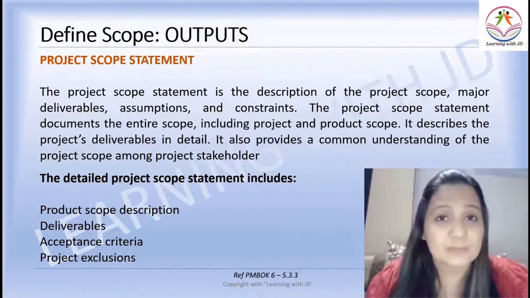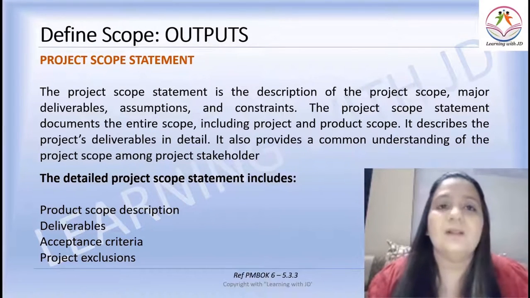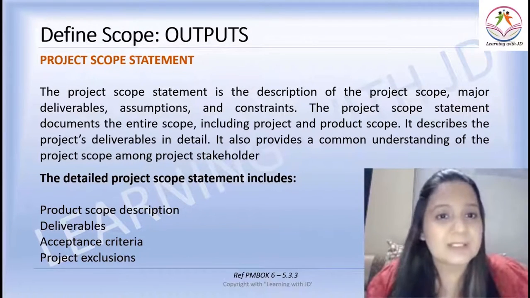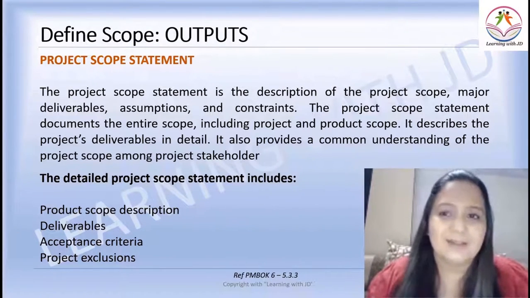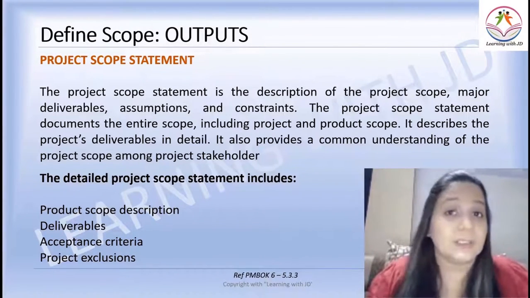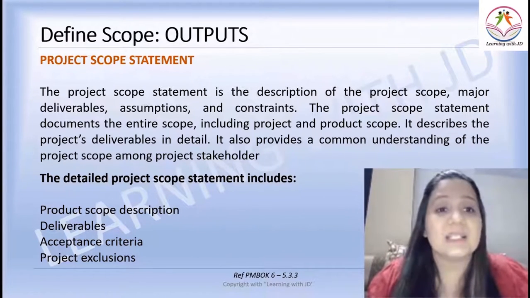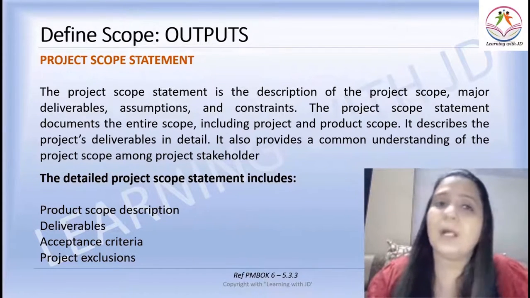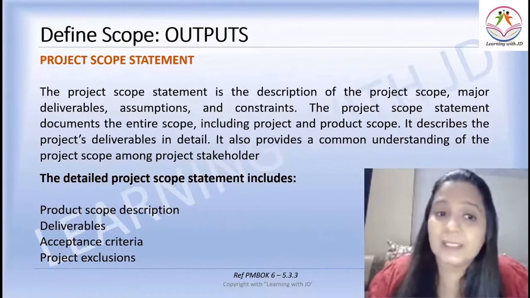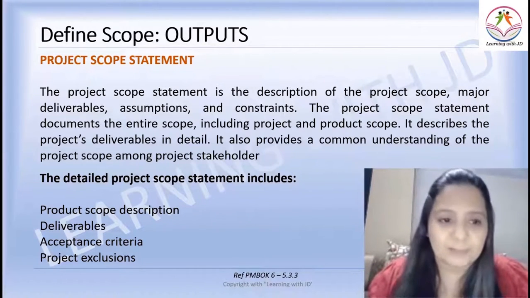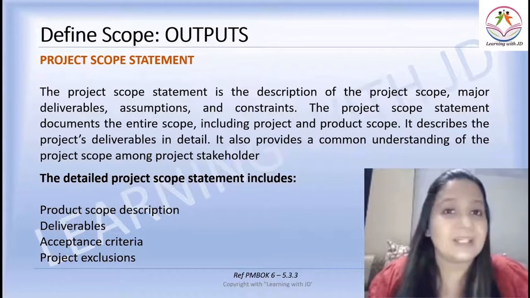This can be a 1-mark question for you. A project scope statement is an output of Define Scope. The project scope statement is the description of the project scope, major deliverables, assumptions and constraints. It documents the entire scope, including the project and the product. It describes the project's deliverables in detail. It also provides a common understanding of the project scope among project stakeholders. The detailed project scope statement includes product scope description, deliverables, acceptance criteria and project exclusions.